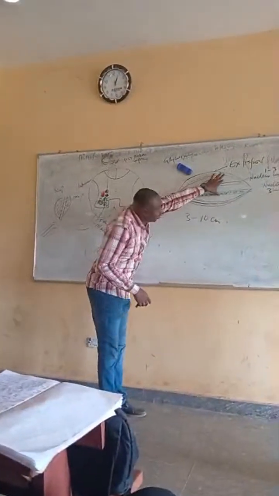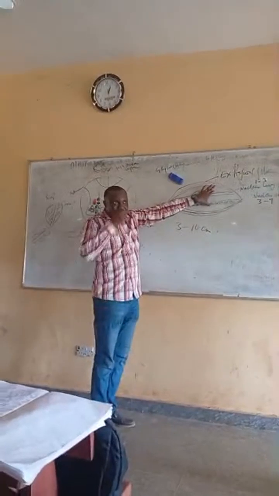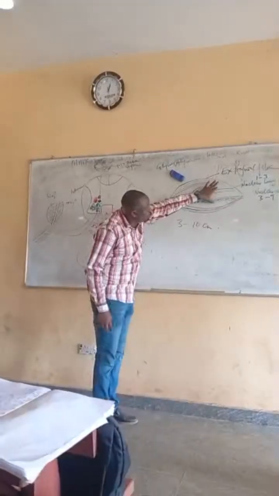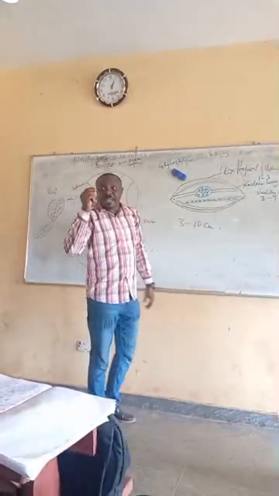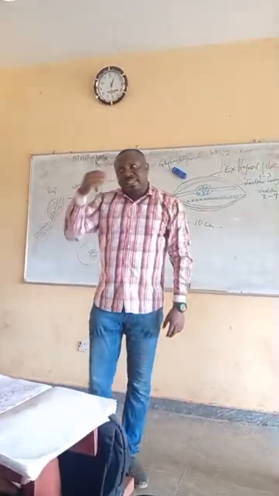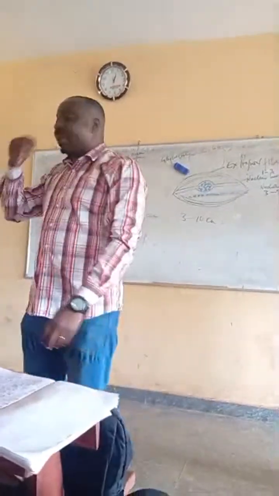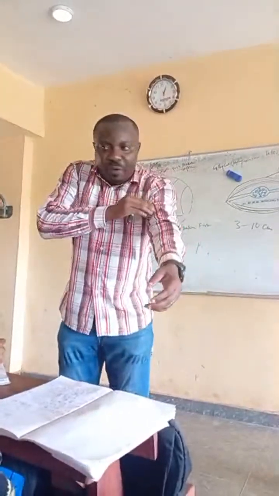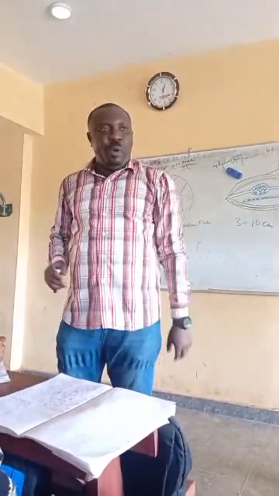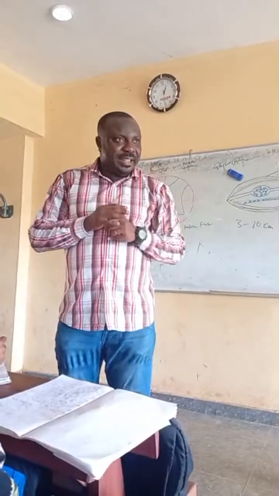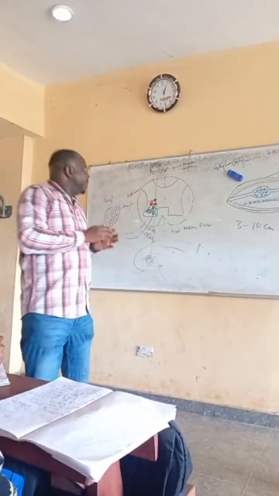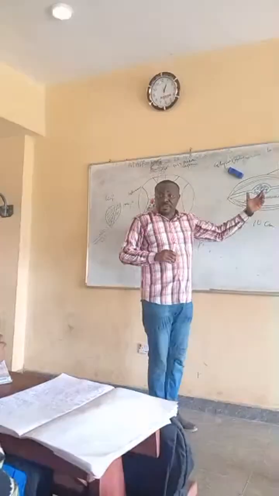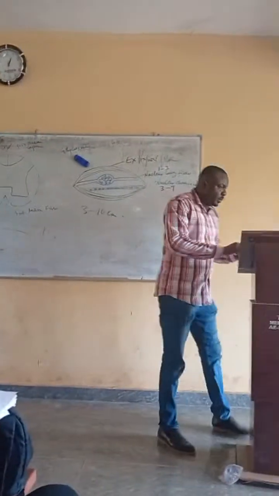So these are your muscle spindles. Do you understand? They are sensory receptors. If you don't call them sensory receptors, you can call them proprioceptors. Why? Because they pick up information that has to do with the length of the muscle. Do you understand? So that is that. Can I go on?